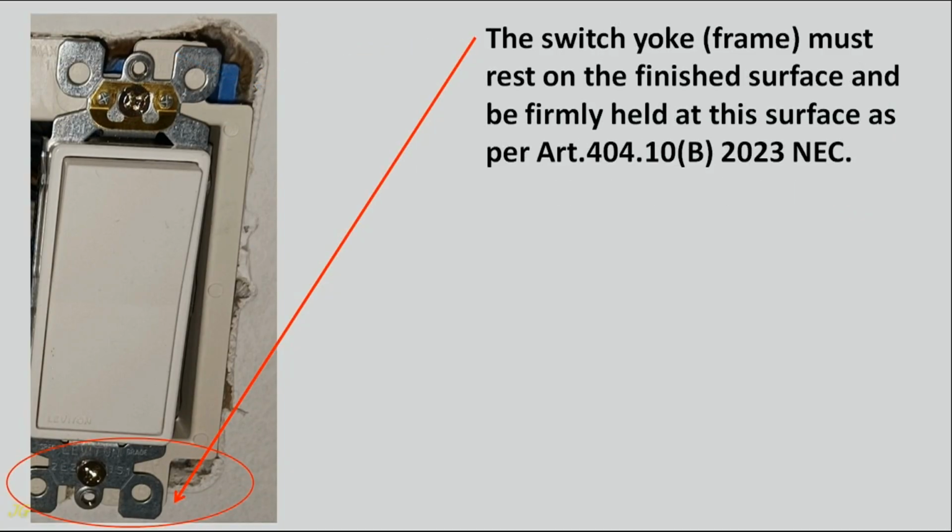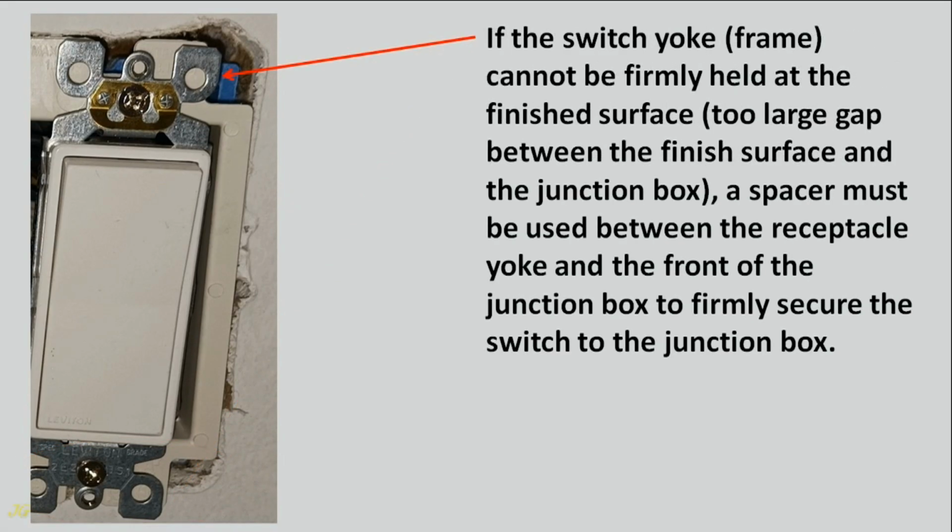The switch yoke frame must rest on the finished surface and be firmly held at this surface as per Article 404.10 B, 2023 NEC. If the switch yoke frame cannot be firmly held at the finished surface, because of too large a gap between the finished surface and the junction box, a spacer must be used between the receptacle yoke and the front of the junction box to firmly secure the switch to the junction box.